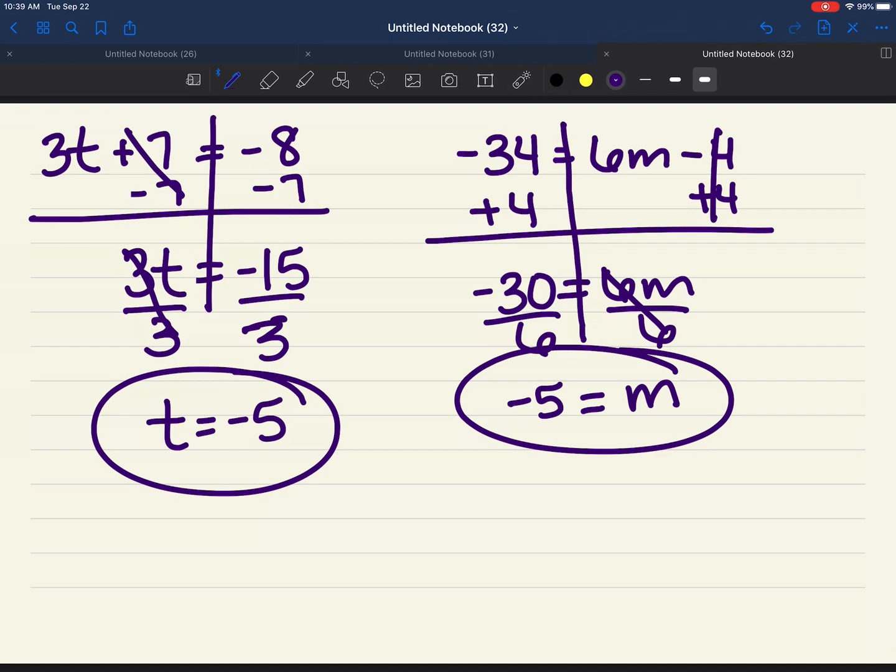Okay, so notice every time, if there's a number by itself that's not right with the variable, we're going to move that number first, and then we'll take care of the number that's right with the variable. So typically, this is not always the case, because I'll show you an example where it's not the case. You should do addition and subtraction first. Multiplication and division should come second.